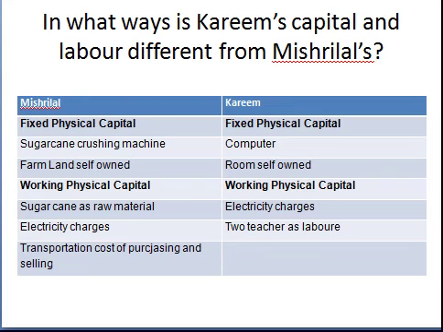On the other hand, Mishrilal's working physical capital is in the form of sugarcane as the raw material, electricity charges, then the transportation cost incurred in purchasing and selling of goods. In the case of Kareem, the capital is electricity charges for running the computers. Then Kareem has to give salary to the two teachers. So these two teachers are the laborers. So this is the difference in the physical capital of Mishrilal and Kareem.